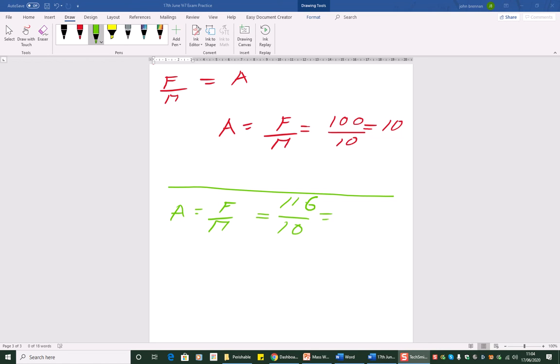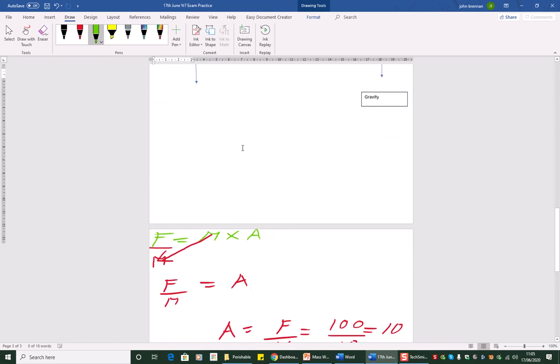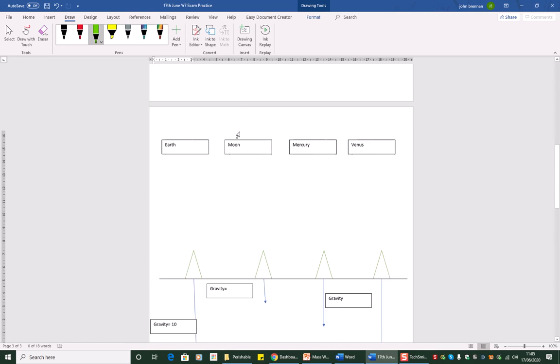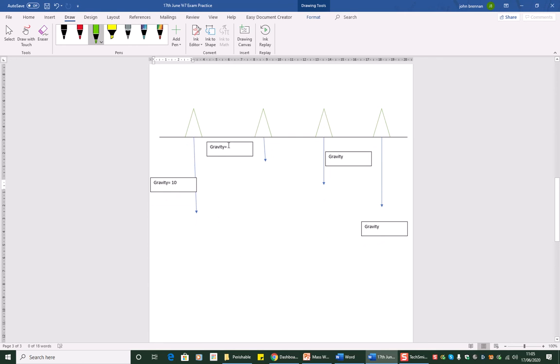And so when we do the calculations on that one, what we get is 1.16. And we can put that in up here. Okay, so the Moon gravity is going to be 1.16. Now I think that's all the help that you're going to need for that part 2. I'll make a part 3 later on.